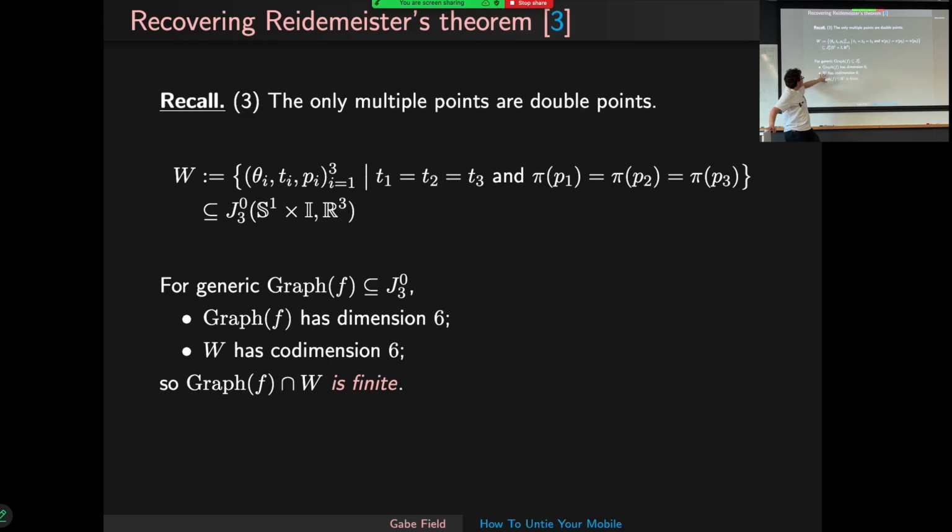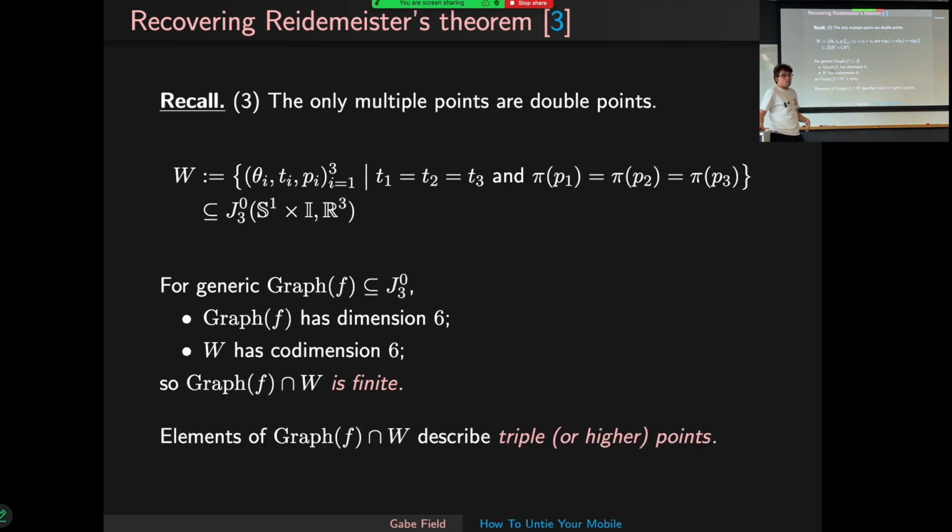Yes. If I have a generic graph, I know that it will be transverse to this guy. So let me count dimension and codimension again. Graph of f has dimension 6. W has codimension 6. So the intersection is a 0 manifold. And because the domain I'm working with is compact, furthermore, that has to consist of finitely many points. Okay. So elements of this intersection as well describe triple or higher points.